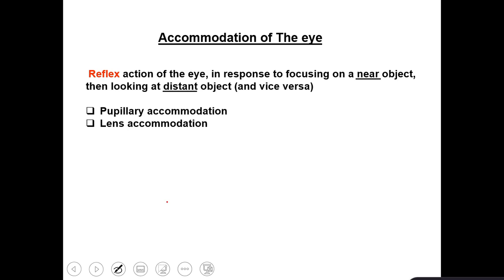Accommodation of the eye is a reflex action of the eye in response to focusing on a near object, then looking back at a distant one, and vice versa. So here we have two types of accommodation. Pupillary accommodation, where the pupil change diameter, and lens accommodation, when the lens changes its shape.